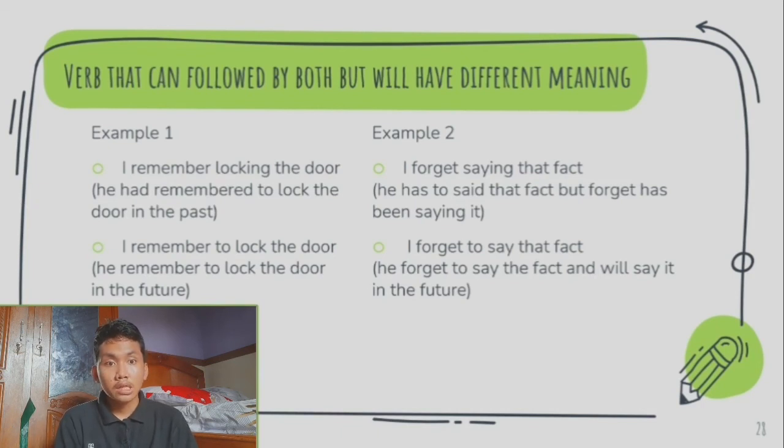The second example uses the verb forget, with two sentences, the first using a gerund and the second using to infinitive. The first sentence is: I forget saying that fact. It means he had to say that fact but forgot he has said it. The second sentence is: I forget to say that fact. It means he forgot to say the fact and will say it in the future.